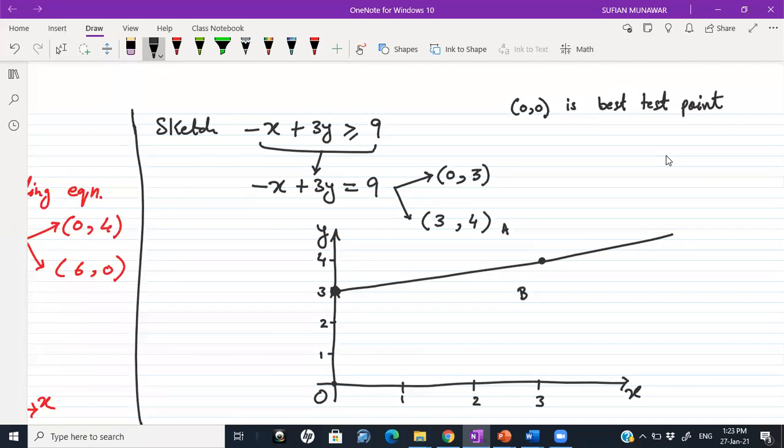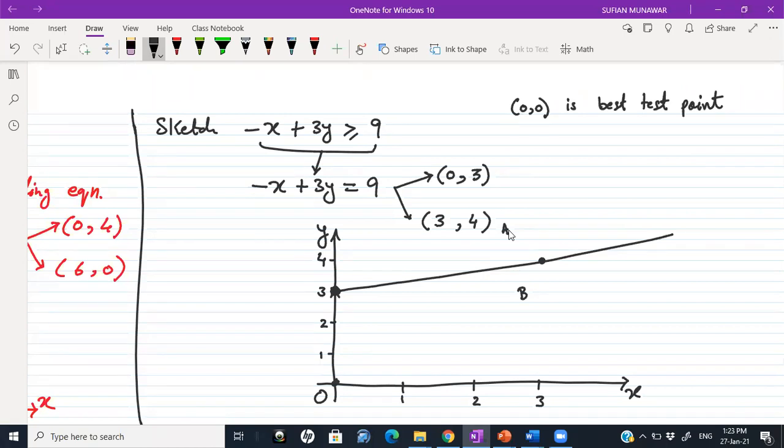But sometimes, for example if your line is crossing 0 0, you should not take the origin as the test point. If your line is passing through the origin, then 0 0 will fall on the line. The test point should not be on the line. It should be either clearly above the line or below the line. Now we take 0 0 as the test point.